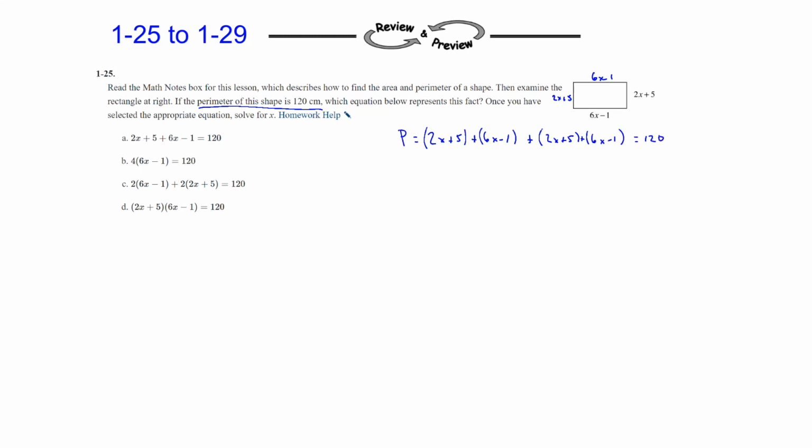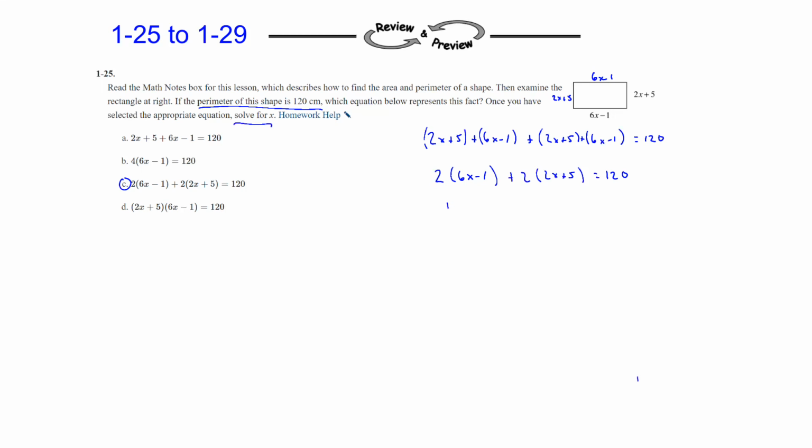So now what? Well, if we understand the perimeter in terms of a rectangle, we have two sides that are 6x minus 1. So we could also rewrite this as 2 times the length of the rectangle plus 2 times the width of the rectangle, since there's two sides that are the same, is equal to 120. Now that will represent equation C. So now that we have the equation, we need to go ahead and solve for x as it states. So let's go ahead and solve for x.